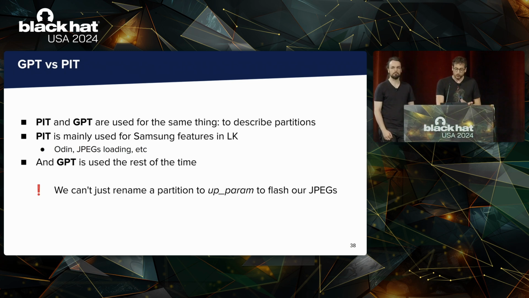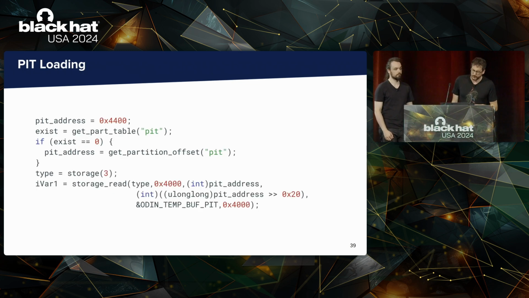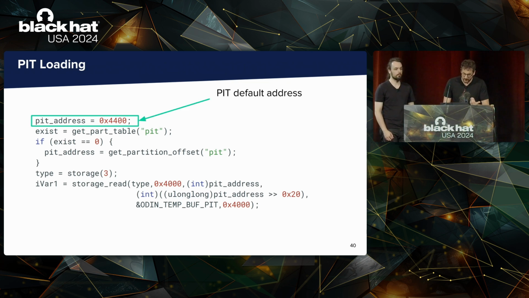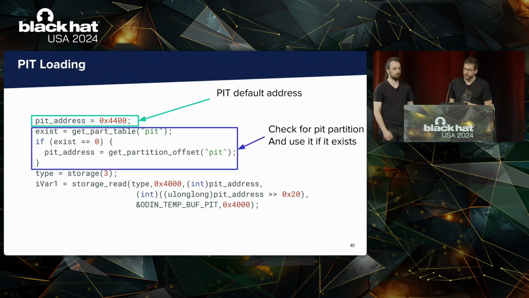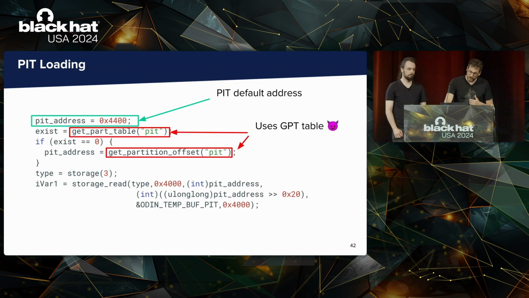So we have a nice primitive, but what can we do with it? First, let's take a look at how the PIT is loaded. This piece of code is running when the bootloader starts. As I said already, the system will try to retrieve the PIT when it starts from a default address. But we also have this routine that is quite interesting. The system will look for a partition called PIT in a partition table, and if it exists, it will load it from there. What is good for us is that these two functions rely on the GPT table, and we can change the GPT table.